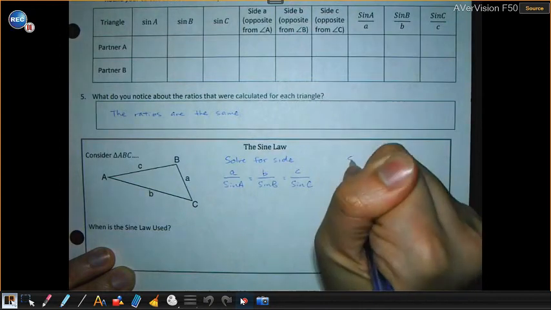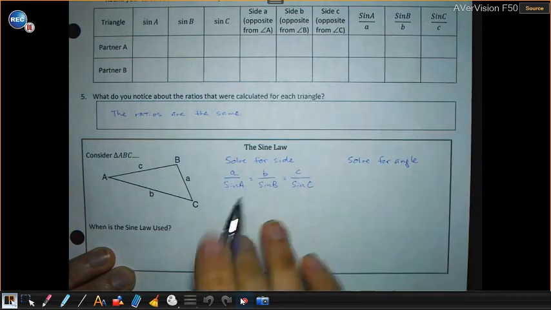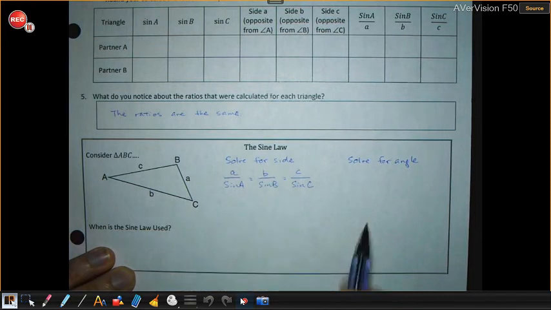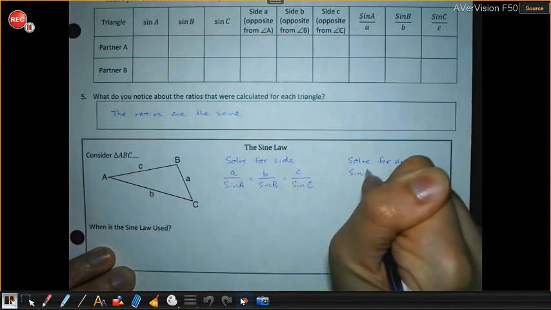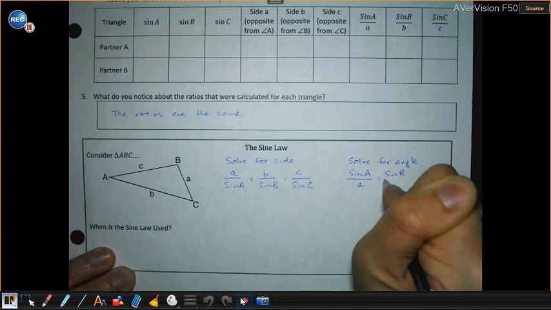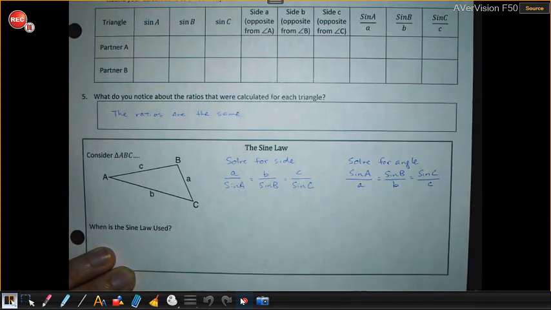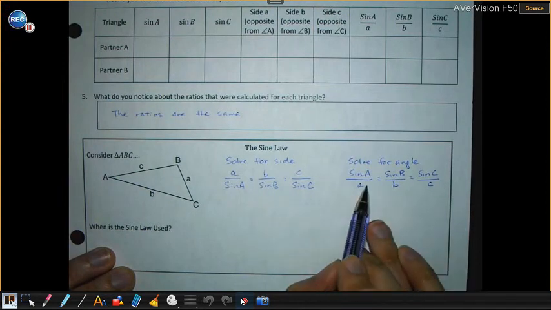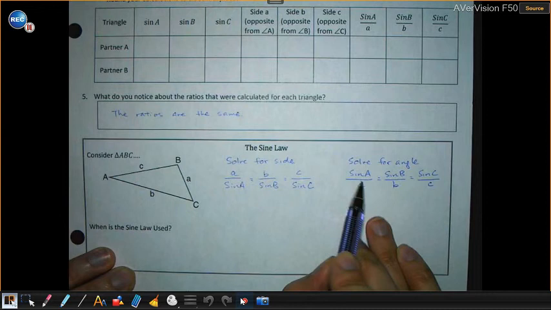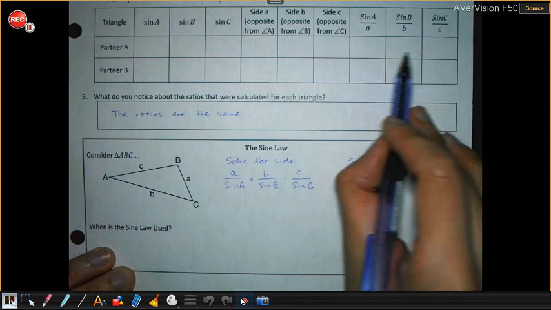Whereas if we're solving for angle, all we have to do to keep these ratios the same is to flip all of them. So sine A over a equals sine B over b equals sine C over c. So when we're solving for angle, it's easier if what we're trying to solve for, in this case angle, is in the numerator. And again, this formula we got off the relationship that the ratios are the same.